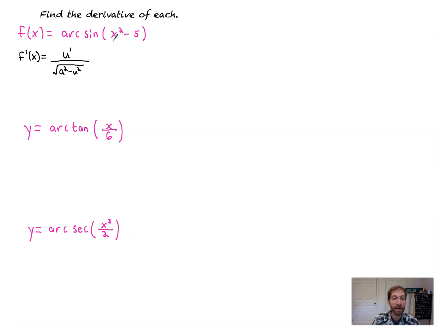Okay, so we have that. Now I put this over 1 if it's not over 1. So now we've got u over a. So u is essentially x squared minus 5, and a is basically 1. Now let's go to town.